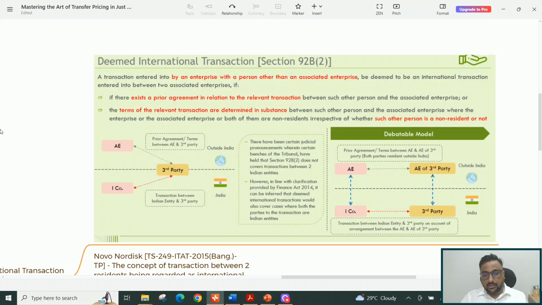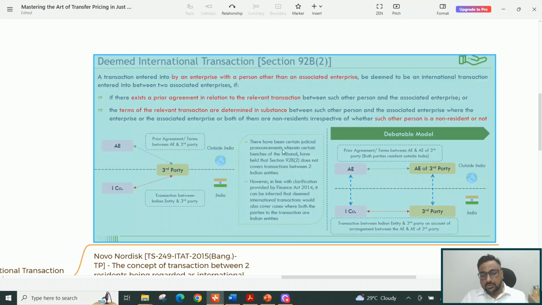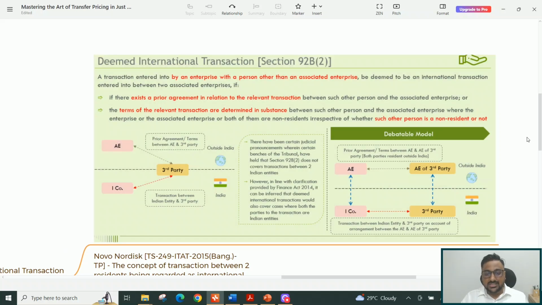We'll also read the note. There have been certain judicial pronouncements wherein certain benches of the tribunal have held that 92B(2) does not cover transactions between two Indian entities. So there are certain rulings available there. However, in line with the clarification provided by Finance Act 2014, it can be inferred that deemed international transactions would also cover cases where both the parties to the transaction are Indian entities.